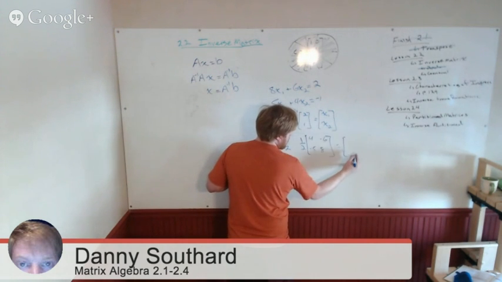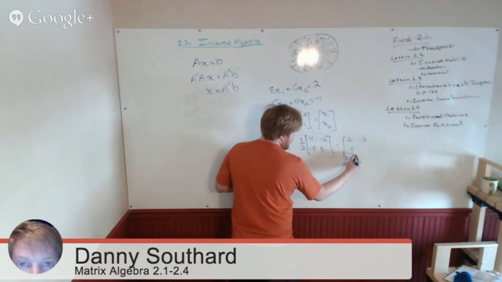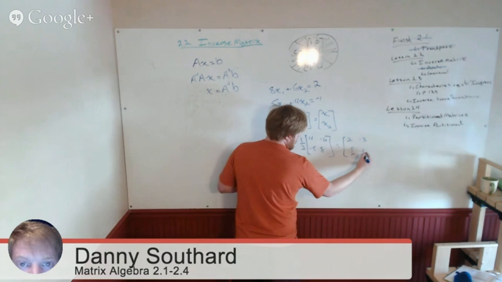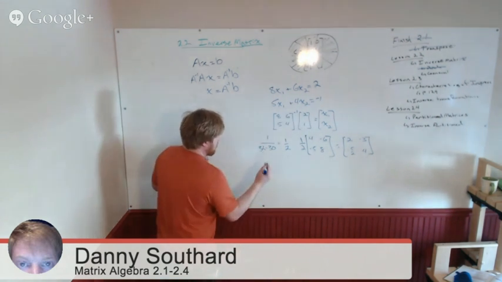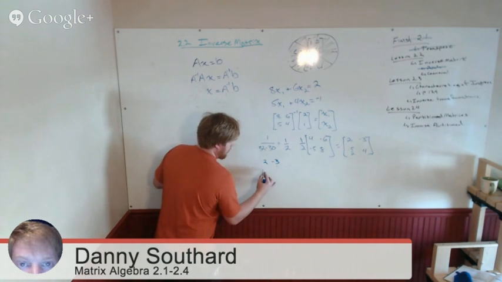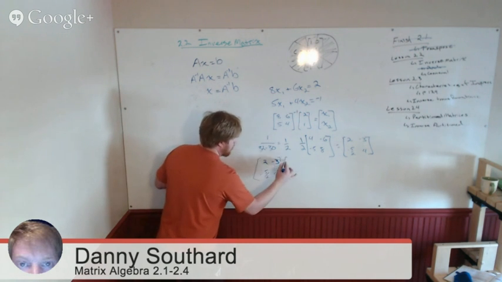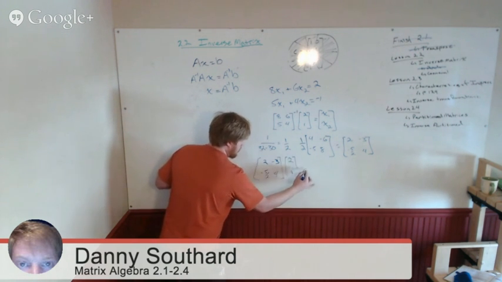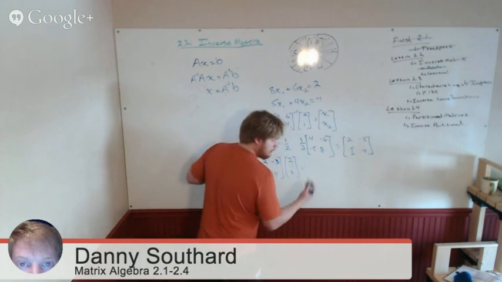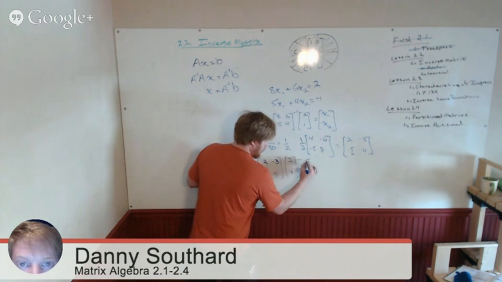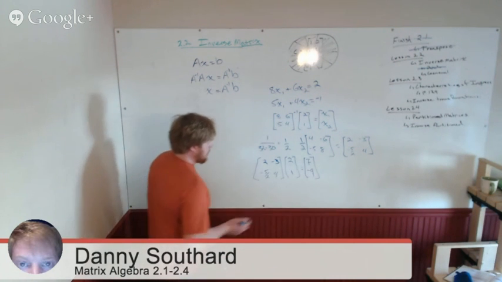I get 2, -3, -5/2, 4. All right, so 2, -3, -5/2, 4 times 2, 1 equals 7, -9. We take a few shortcuts today for time purposes. Which is x1 and x2.